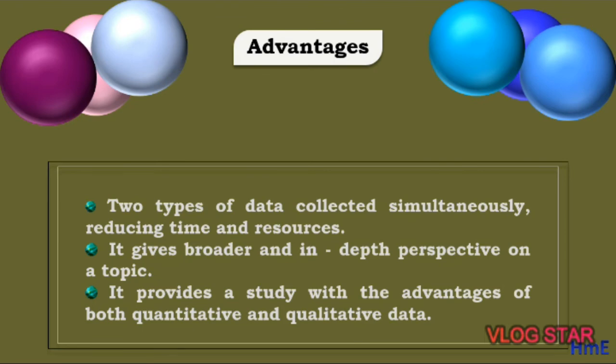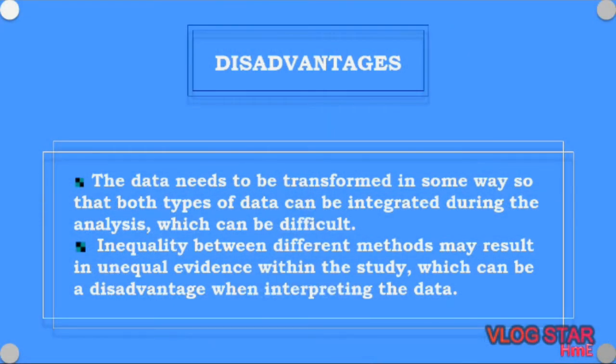Then the disadvantages. The first one: the data needs to be transformed in some way so that both types of data can be integrated during the analysis, which can be difficult. Secondly, inequality between different methods may result in unequal evidence within the study, which can be a disadvantage when interpreting the data.